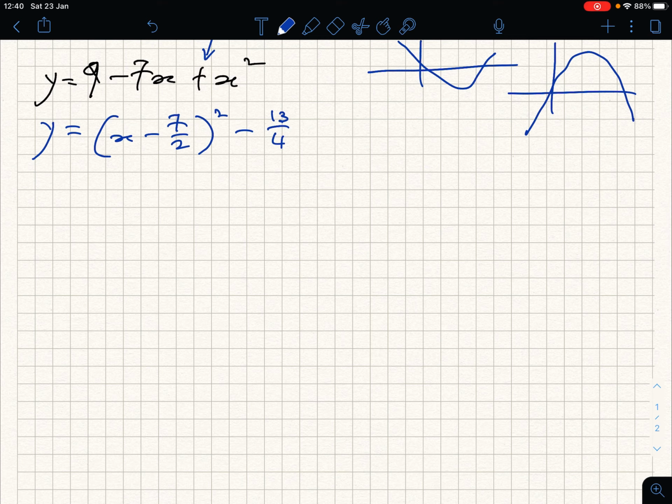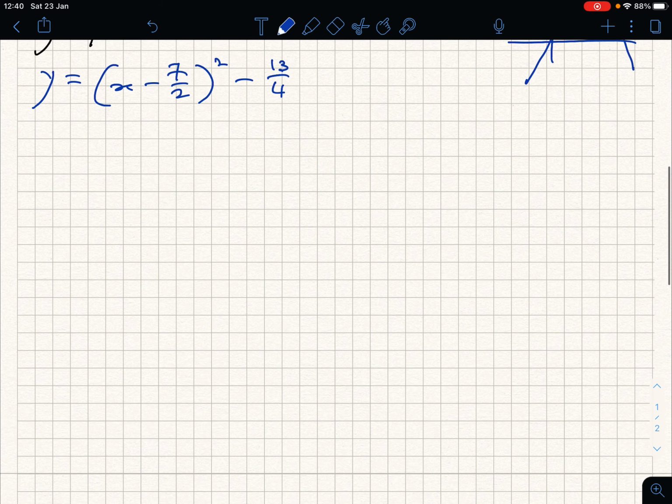Even from here you can see, when you open the square, this will be x squared with a positive coefficient, right? The coefficient of x squared is positive. That means our sketch, the graph, will be, let me just draw a straight line here. Okay, good. So it's going to be a minimum curve, right?